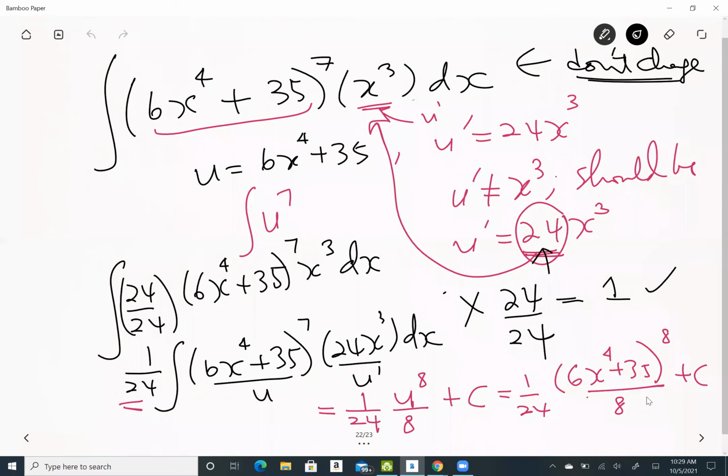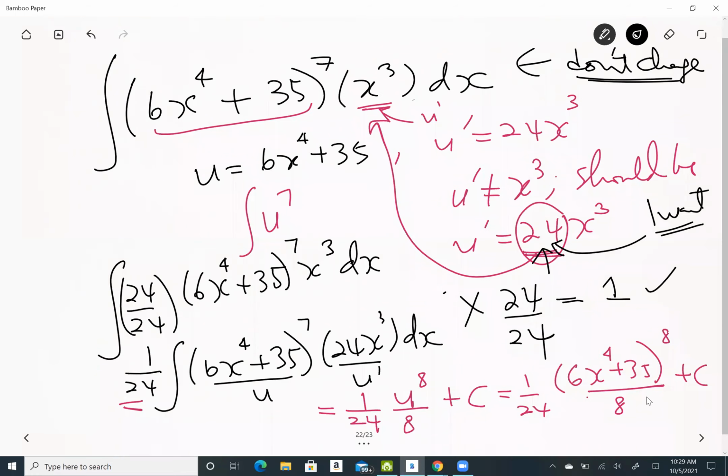Okay. So I want the 24, all right? This is what I want. I want that 24 because what you have in the question or in the equation, I have only x cubed, which is not u prime. It should be 24x cubed. And that is what I want. So I multiply by what? I multiply by 24 over 24.